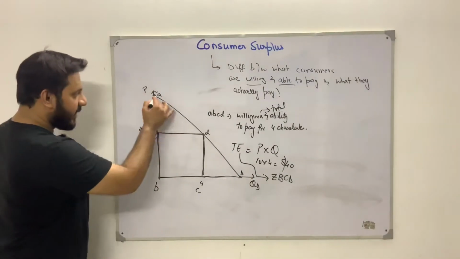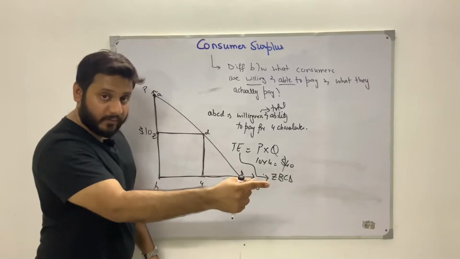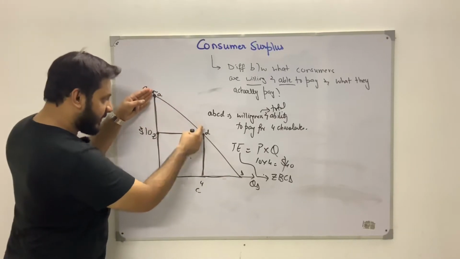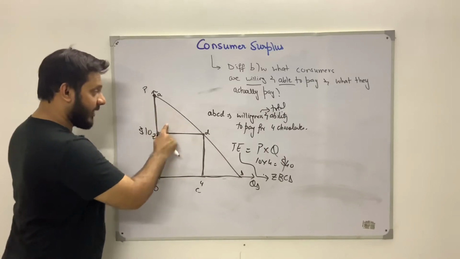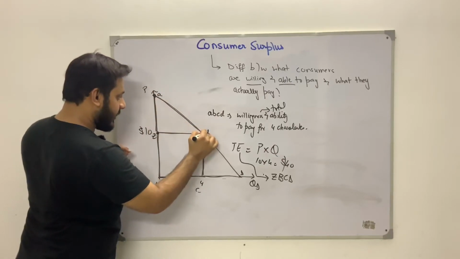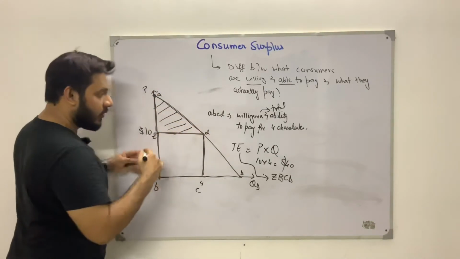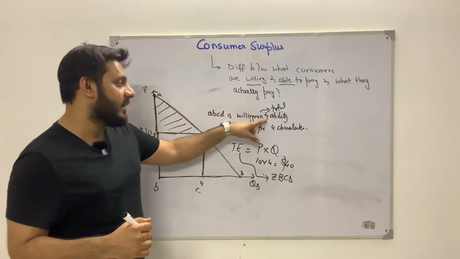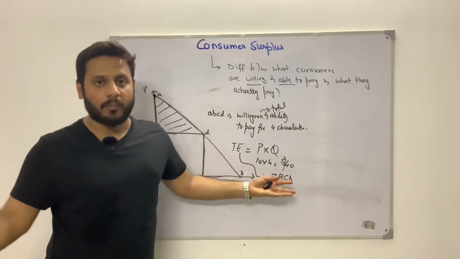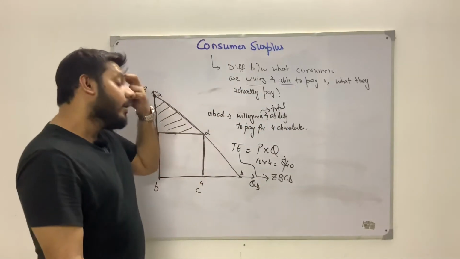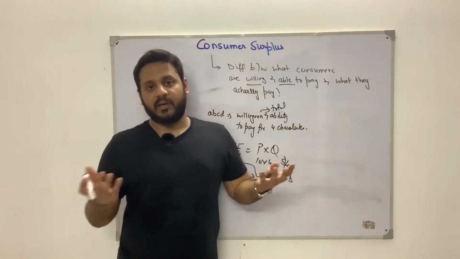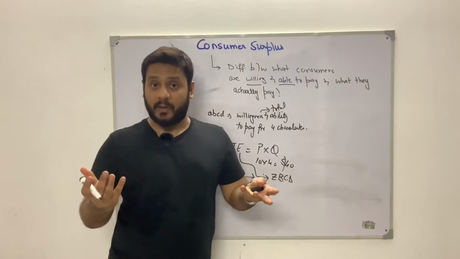So this entire area was his willingness and ability to pay, which was much bigger than the amount he ended up paying, which was this area. If I deduct this area from the big area, I get a small triangle, area A, Z and D, as my consumer surplus. Technically, the consumer's willingness and ability to pay for these 4 chocolates is the total utility or total satisfaction he would obtain from it, because obviously if I am willing to pay more for something, I am deriving a certain amount of satisfaction or utility from it, and that is why I am willing to pay more for it, right?